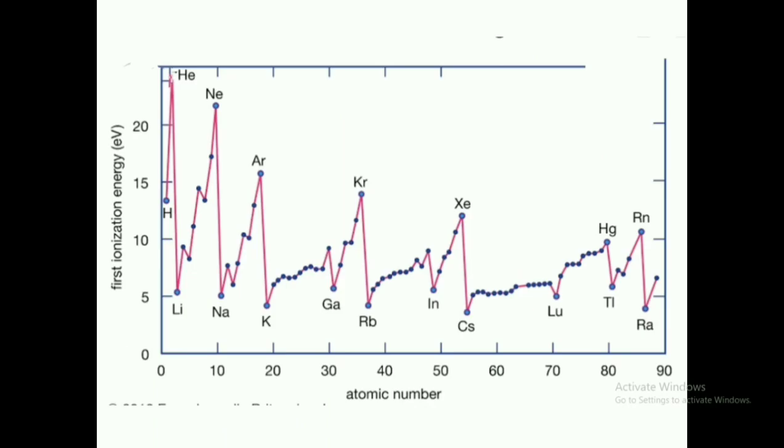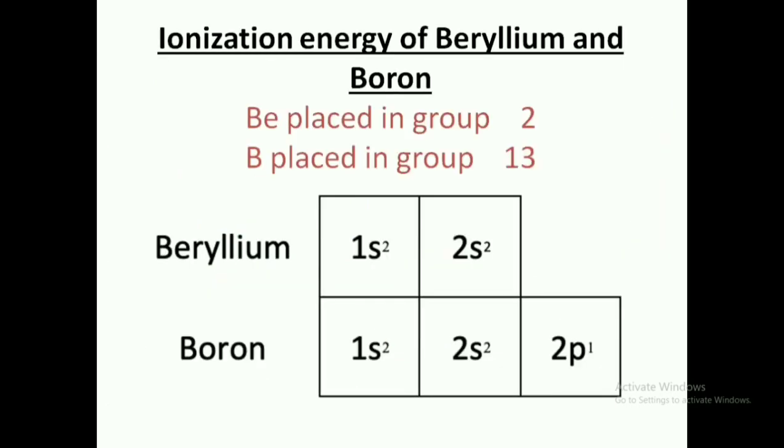This is the graphical representation of ionization energy. From this graph, we can see helium has the highest ionization energy. Why? Since helium is placed at the right side of the periodic table and at the top of the group, helium has high ionization energy. Now, the ionization energy of beryllium and boron. Beryllium is placed in group 2 and boron is placed in group 13.